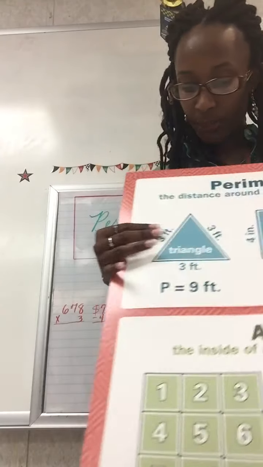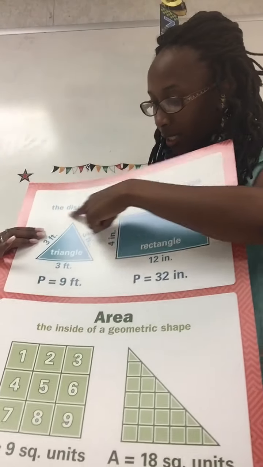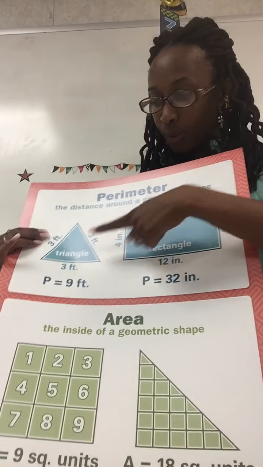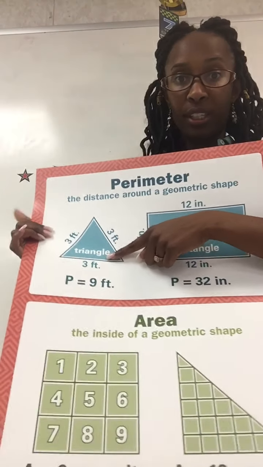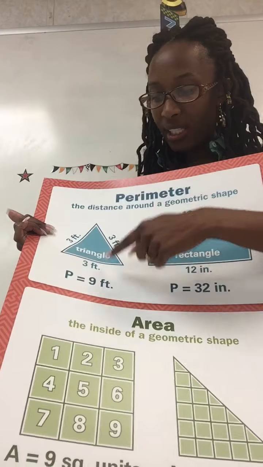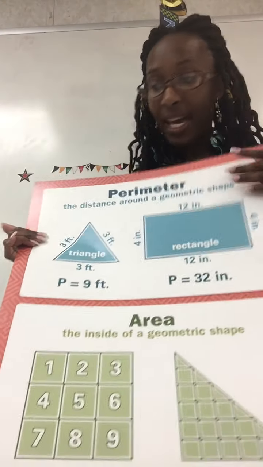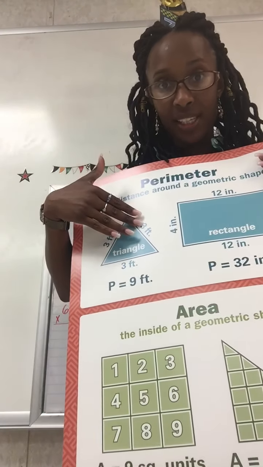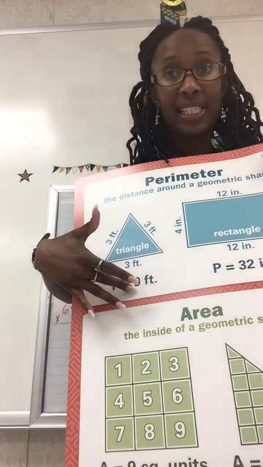So we'll start here first. It says here, the perimeter is the distance around a geometric shape. Well, what shape do you see here? It's a triangle. Very good. And it says that this triangle has 3 sides, and each side is 3 feet. So that means I would add 3 plus 3, give me 6, and 6 plus 3 makes 9.